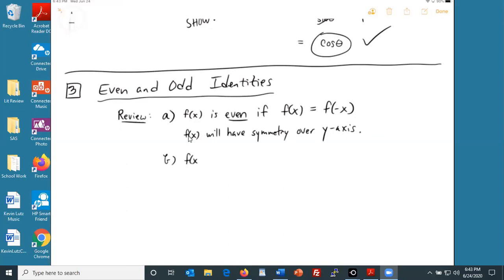All right, and then odd: f of x is odd if f of negative x is not equal to f of x, but it's equal to the opposite of f of x. So notice here, the only difference is that there's a negative sign in front of f of x. So f at negative x isn't equal to f of x, but its opposite sign. And when that happens, f of x will have symmetry over the origin.